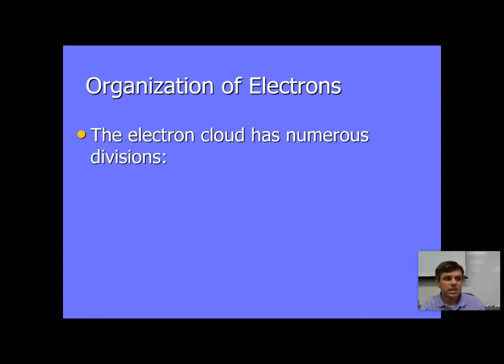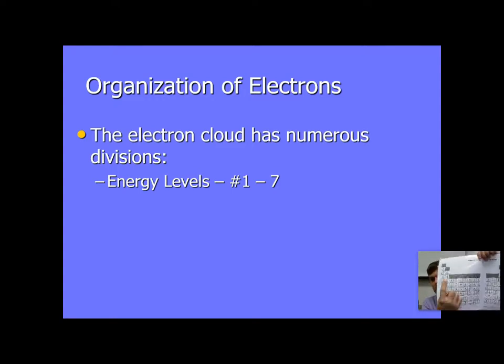So the electron cloud has several different divisions. The first is energy levels. There are 7 different energy levels in the electron cloud. Also, on the periodic table, there are 1, 2, 3, 4, 5, 6, 7 different rows on the periodic table. Interesting coincidence.